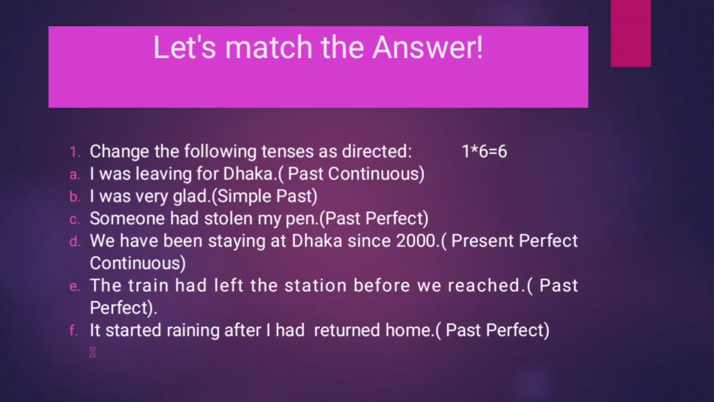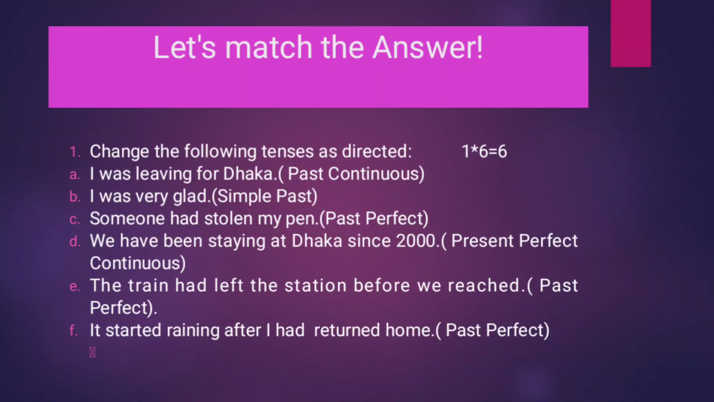Okay, so I have solved this, as many of you may be confused. The first sentence was: I am leaving. I mean, here the answer is given in past continuous: I was leaving for Dhaka. Then: I was very glad, past simple. Then past perfect: Someone had stolen my pen. I mean, the answer is written in the correct order. And how can you write the answer?